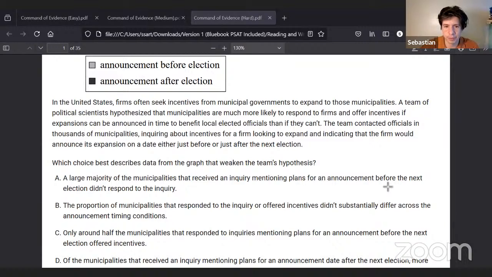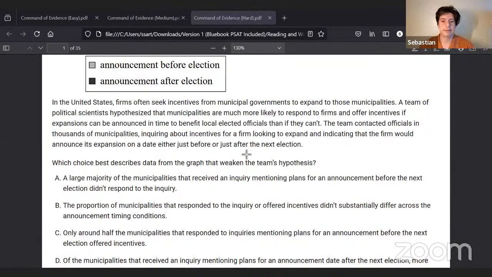Okay, so that's about before the next election, right? The proportion of municipalities that responded to the inquiry or offered incentives didn't substantially differ across the announcement timing conditions. Okay, that one seems interesting because their point is that they do differ, right? That you're much more likely to respond if the expansions are announced in time to benefit them, right?